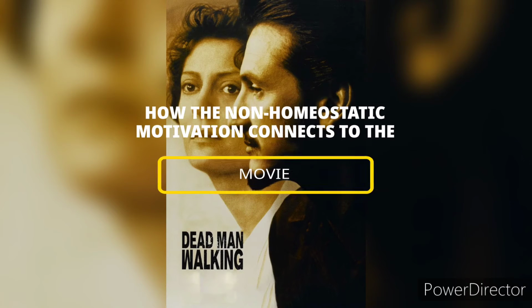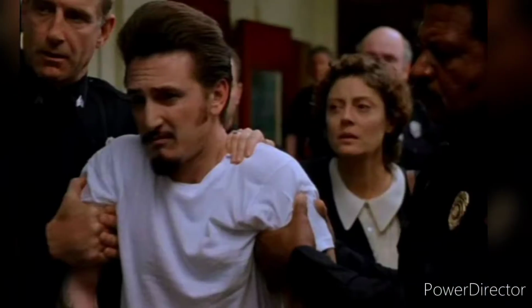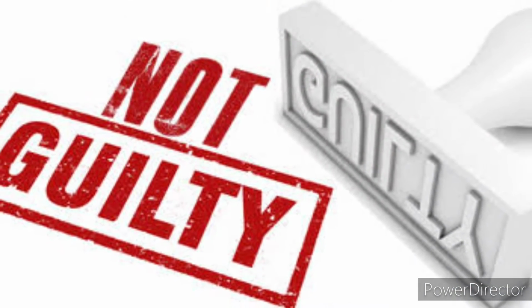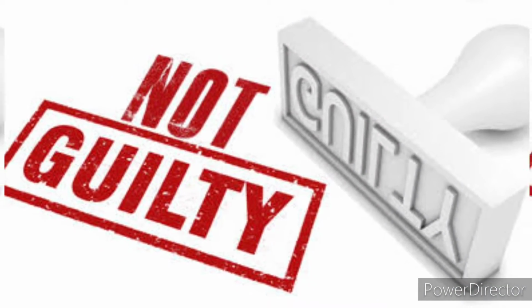How the non-homeostatic motivation connects to the movie Dead Man Walking. As death row inmate Matthew Poncelet nears his execution date, he calls upon Sister Helen Prejean to help him with one last appeal, maintaining that he is innocent of the murders of a young couple.